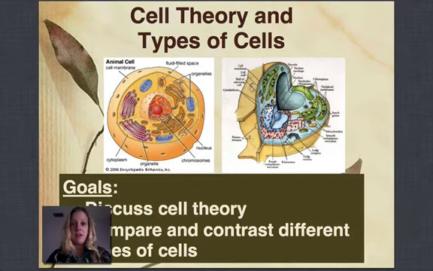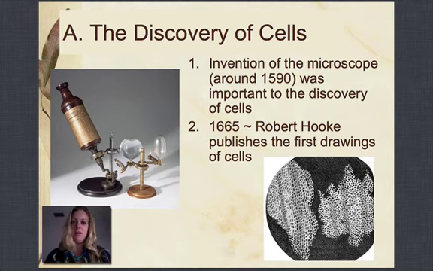Alright, so today we're going to talk about cell theory and types of cells. But first, I want to tell you a little bit about the history. So, important to the discovery of the cells was the invention of the microscope in 1590. And then about 100 years later, so in 1665, Robert Hooke publishes the first drawing of cells.